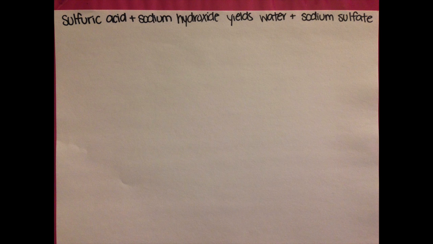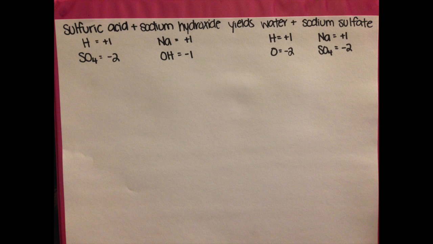My chemical equation is sulfuric acid plus sodium hydroxide yields water and sodium sulfate. Sulfuric acid consists of hydrogen, which has a positive 1 charge, and sulfate, which has a negative 2 charge. To balance their charges, there are 2 atoms of hydrogen and 1 of sulfate. Sodium hydroxide consists of sodium, which has a charge of positive 1, and hydroxide with a charge of negative 1.